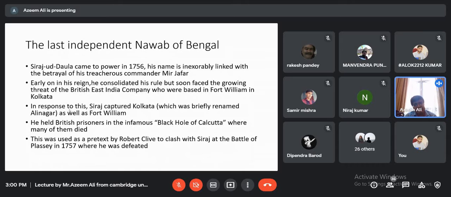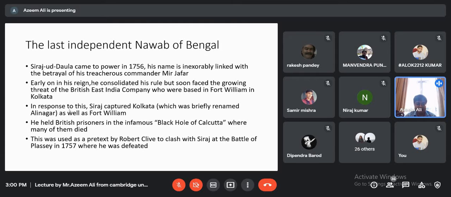Siraj-ud-Dawla came to power in 1756, and his story is inexorably linked with the betrayal of his treacherous commander, Mir Jafar. Early on in his reign, he consolidated his rule, but he faced a growing threat from the British East India Company, who were based in Fort William in Kolkata. In response, Siraj captured Kolkata, which was briefly named Aligarh, as well as Fort William. He held British prisoners in the infamous Black Hole of Calcutta, where many of the prisoners died.